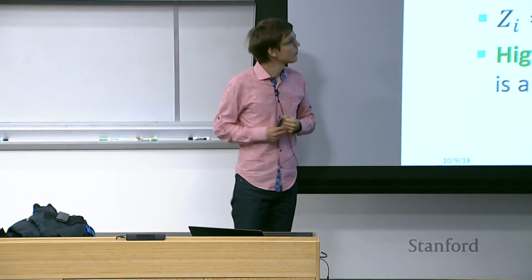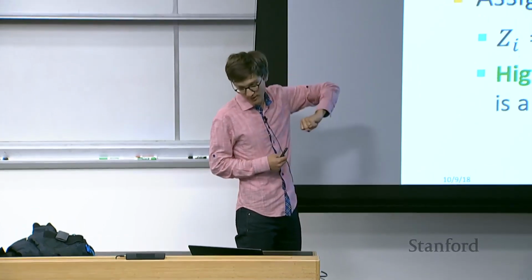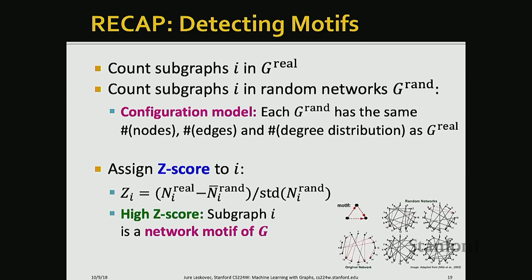So to conclude, to recap, we will take a real graph, we will compute the number of instances of subgraph I in it. Then we will use this switching model or the configuration model to create many random instances of that graph. And then we will compute the z-score as I explained. And if the z-score absolute value is high, which means highly negative or highly positive, then we will say that this subgraph is a motif. It's a highly over or underrepresented subgraph for a given network, okay?